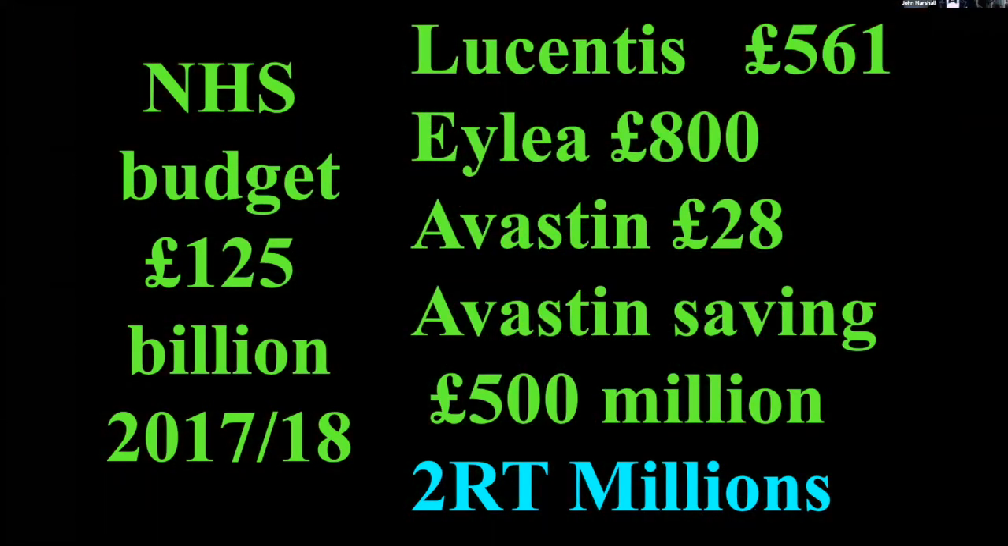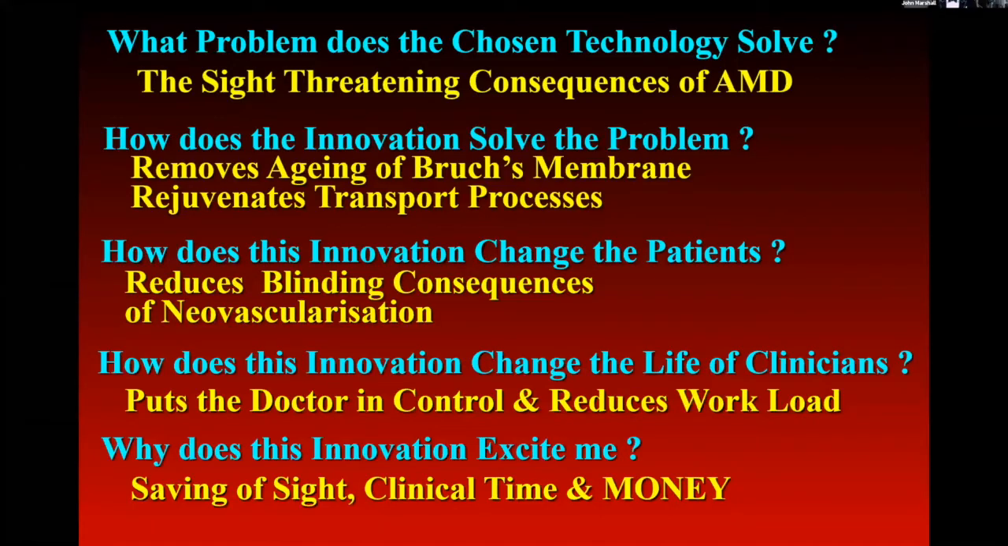Next slide. So finally, in response to Aline's questions, what problem does the chosen technology solve? It's sight-threatening consequences of AMD. How does the innovation solve the problem? It removes aging in Bruch's membrane and rejuvenates transport processes. How does this innovation change the patients? Well, it reduces blinding consequences.